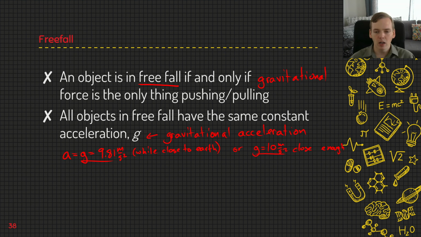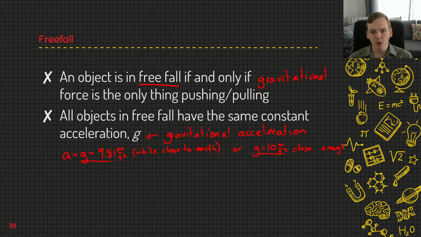And again, it does not matter if objects are heavy, light, big, small, they all have the same gravitational acceleration. The reason that when you drop a piece of paper and a rock, the rock falls faster than the paper is because we're not assuming free fall there. There's air resistance that's slowing down the paper.